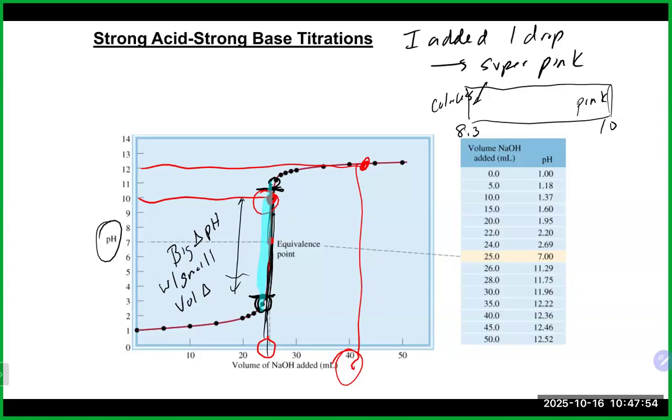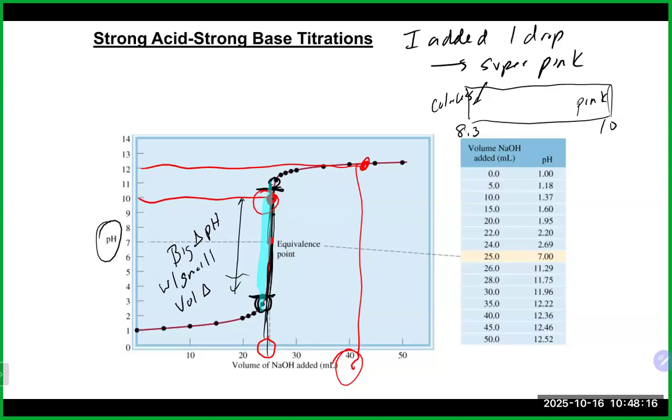So that is the reason why when you add that one drop, you do see a big change in your indicator, but it doesn't necessarily mean that you really shot past your equivalence point by a very long distance. Yes, you didn't have to sit there for 4 hours adding half a drop and all that good stuff. But it's a good way to get a nice color. All right, so that is why we do that.